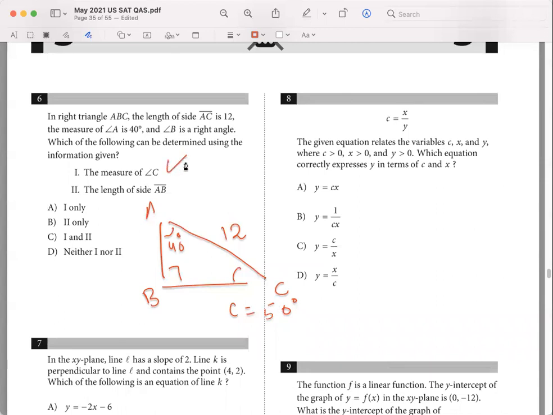So for sure. And the length of side AB. Yes, I can find the length of side AB because sine of C is AB by 12, right? By using the property of sine, and C is 50. So AB will be 12 sine 50 degrees. So I can find both 1 and 2 with this information.